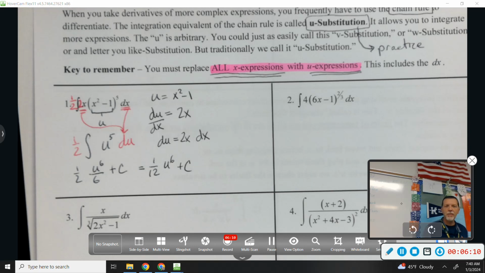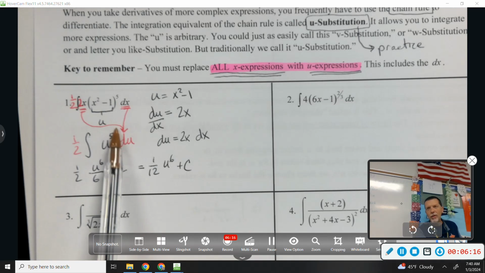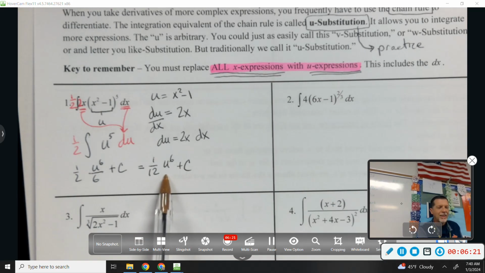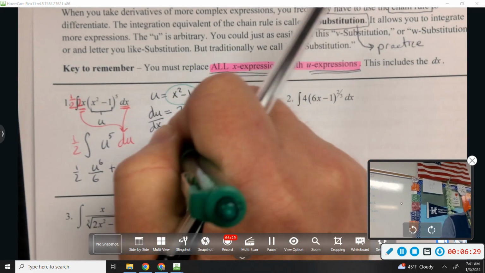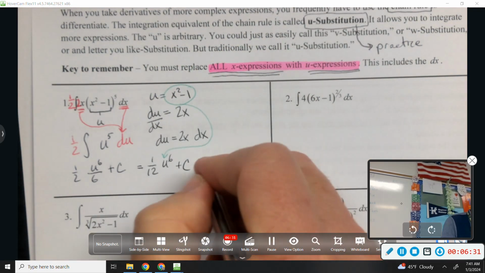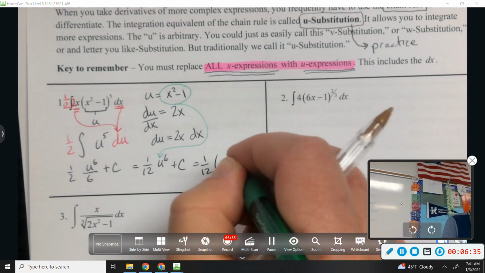Do you know why I say my answer is sort of that? This problem started as an x problem. We're the ones that threw the u's in there to help us solve it. So I can't leave my answer as this. I need my answer to be back with x's in it. But I know what u is. U is x squared minus 1. So now in place of u, I can put x squared minus 1.